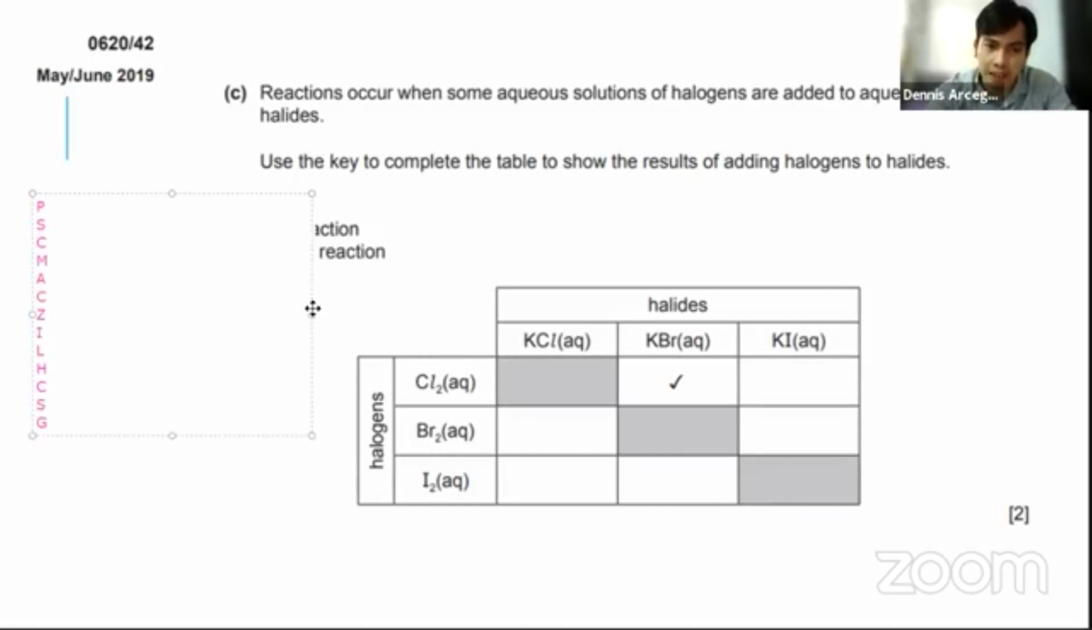For metals, they are usually using this. The more reactive is the one above, like that. And then next will be the halogens. Halogens are like this: chlorine, bromine, and then iodine. The most reactive here is fluorine. Okay, you have to remember this. Reactivity increases.